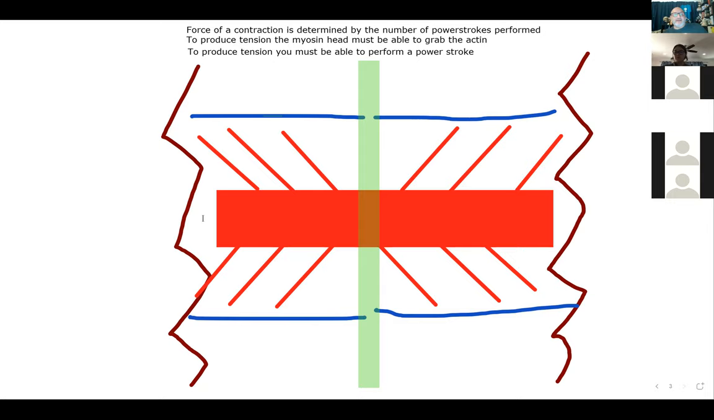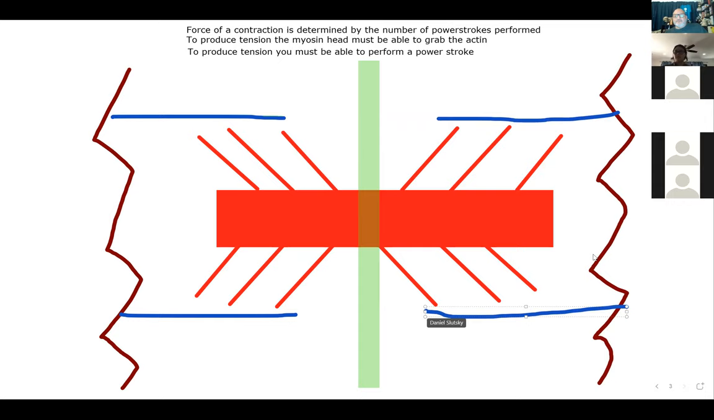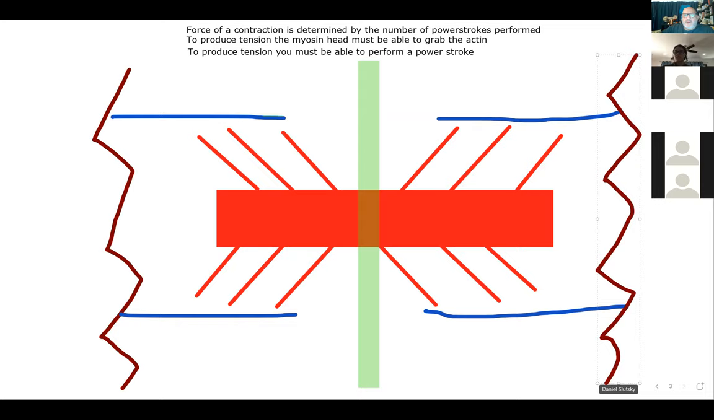So clearly, the optimal length is going to be where you have lots of overlap between your myosin and your actin, but also lots of space to perform power strokes. Notice at this length, all of our myosin and actin is overlapping, but there's also plenty of room to perform power strokes. And so notice this would be the optimal length for our muscle to be able to produce its most powerful contraction.